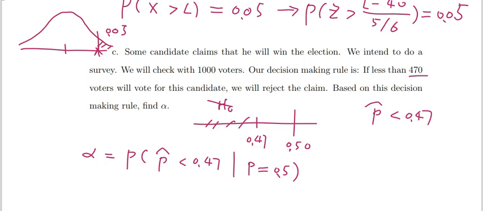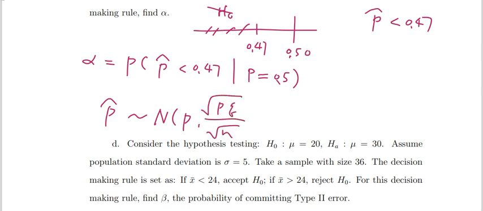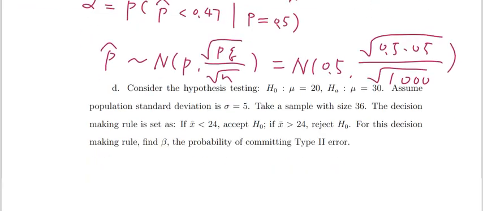Okay, so again, to find this alpha, we need to know what is the distribution for P hat, right? P hat follows this normal. So we use the formula, PQ, then plug in here. What is P? P actually is 0.5, still half, right? 0.5, 0.5 over n. So what is n? How many people did we check? Let's say we check 1,000 people.